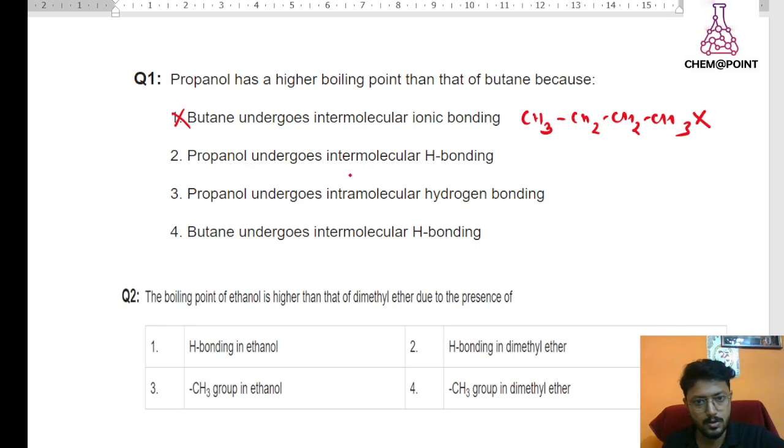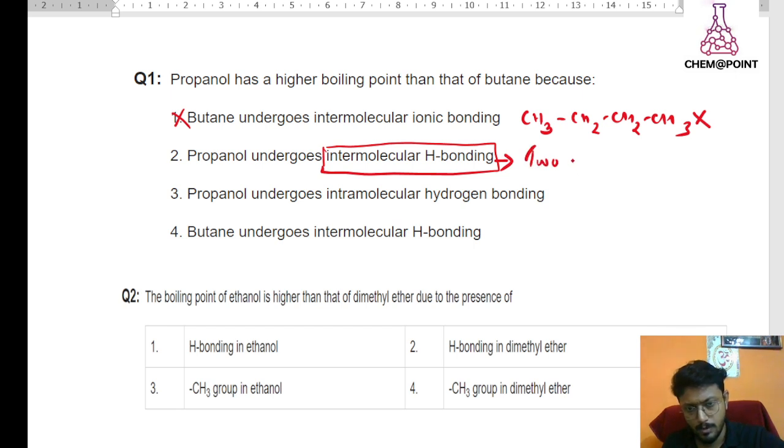Propanol undergoes intermolecular H bonding. Dear student, what do you mean by intermolecular H bonding? Inter means two molecules. Got it? Inter means two molecules.